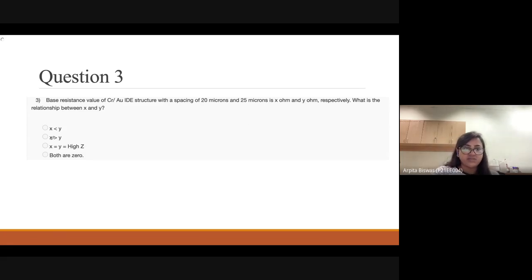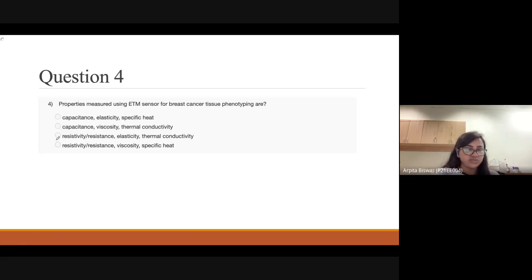So the right answer is option C. X equal to Y equal to high rate. Okay. So next move toward the question number 4. Properties measured using the ETM sensor for breast cancer tissue phenotyping are: first option is capacitance, elasticity, specific heat. The second option is the capacitance, viscosity, thermal conductivity. And the third option is resistivity or resistance, elasticity, and the thermal conductivity.